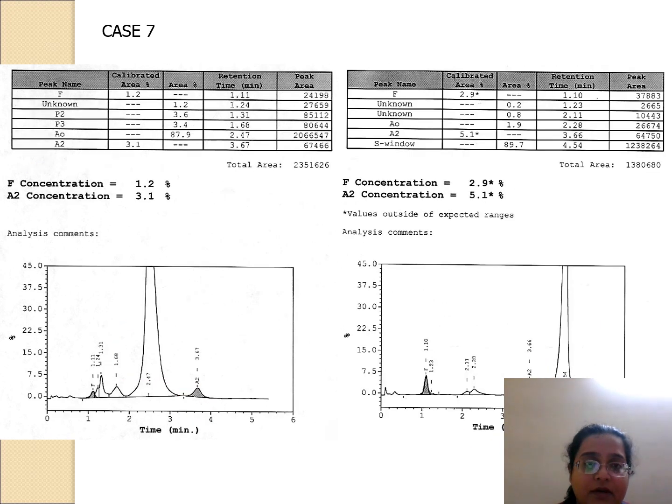move ahead. Okay, coming to the next, here you see there's no D, nothing, just a simple S window. The F is increased, and so is the A2. So this is HbS, sickle cell disease.